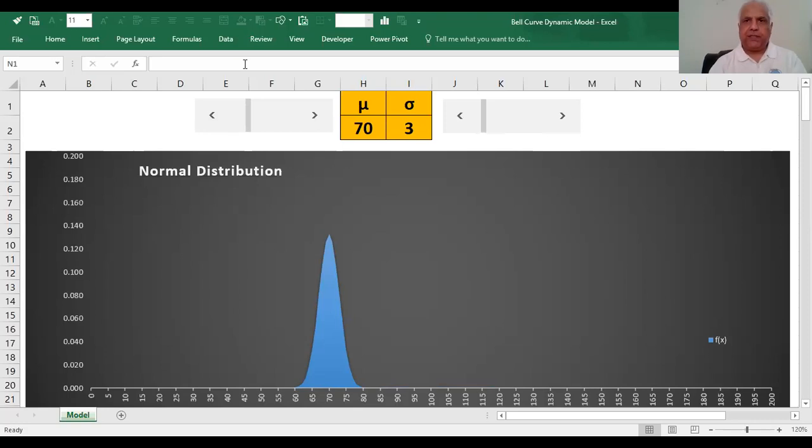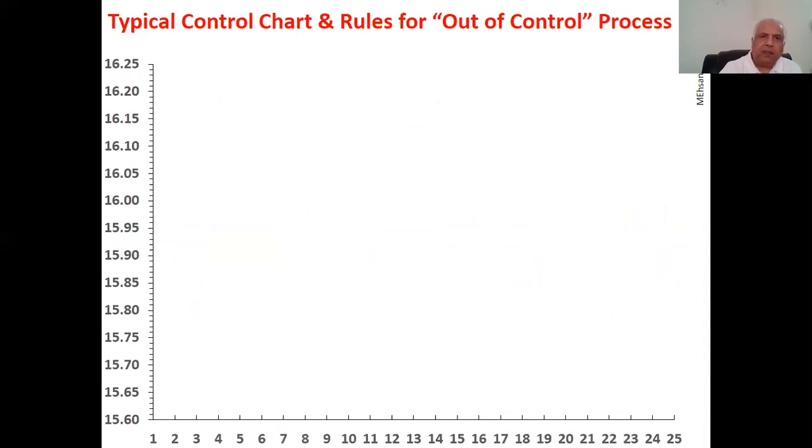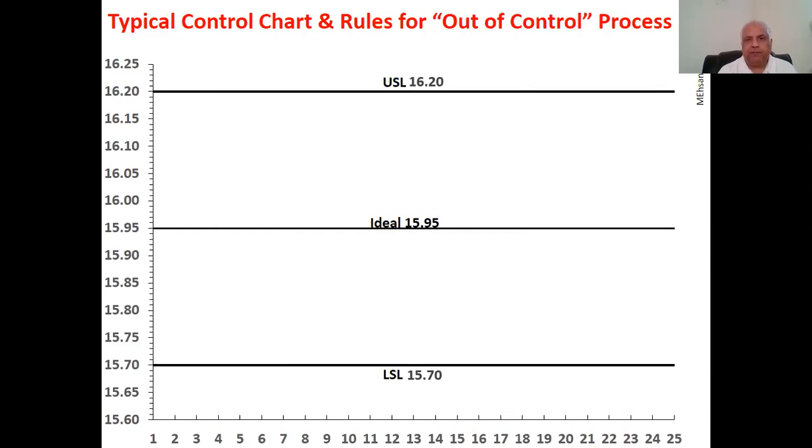Let's change the screen again and go back to our presentation. Now we come to some of the rules of control charts. What I will show you now is a typical control chart and apply rules for control charts, or let's say out of control rules. Let's put the specification limits over here first. So this is the voice of the customer. He wants ideally something at 15.95, but he has set an upper limit of 16.2 and a lower limit of 15.7.